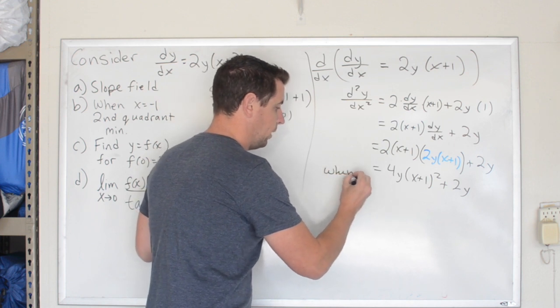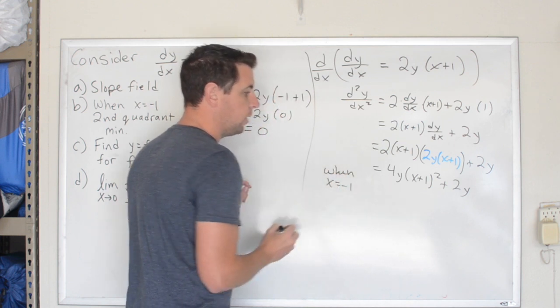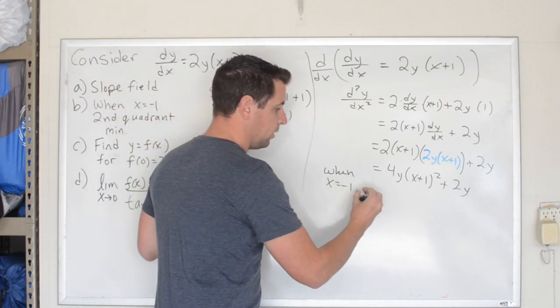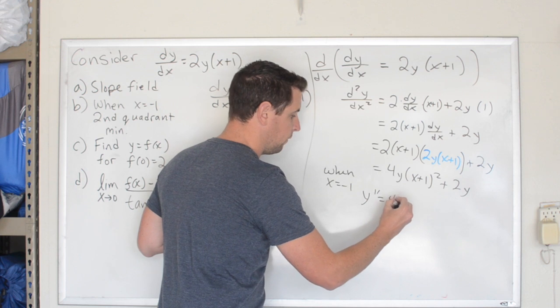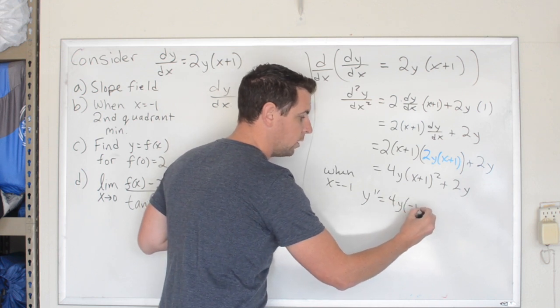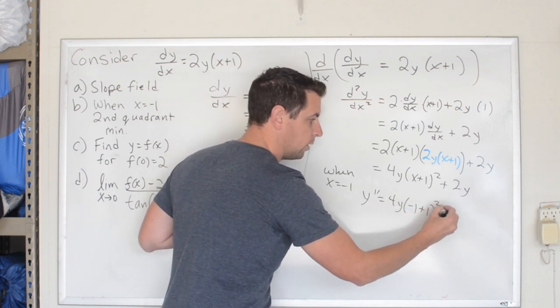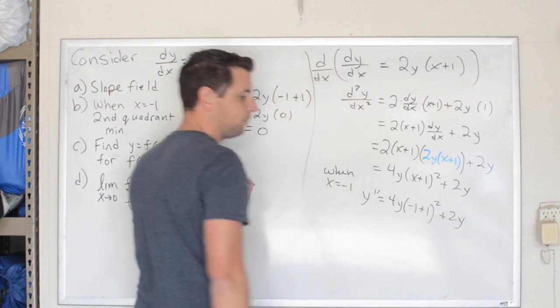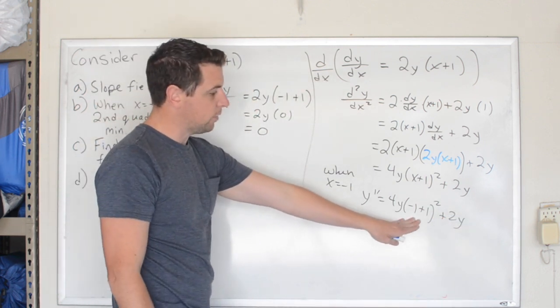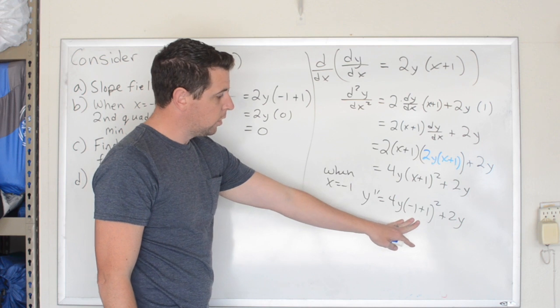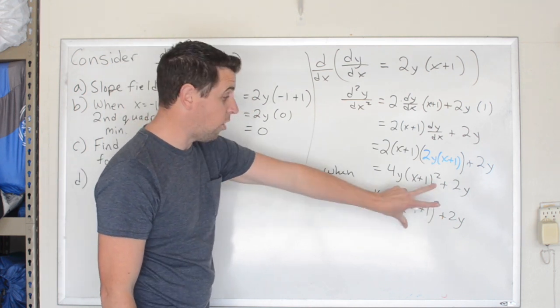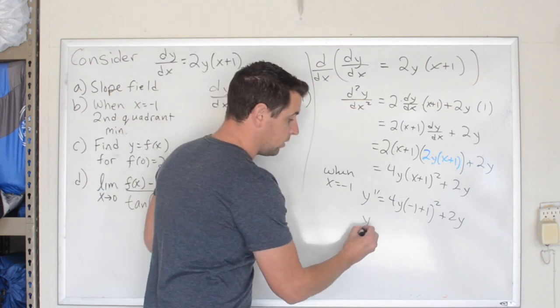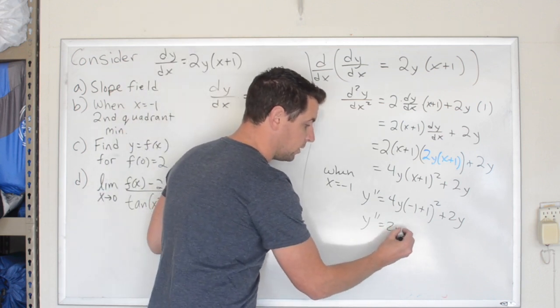So when x is equal to -1, what we're able to get is that the second derivative, y double prime, is equal to 4y times (-1 plus 1) squared plus 2y. -1 plus 1 is 0. 0 squared is 0. 0 times 4y is 0. So all of this term goes to 0, and the second derivative is equal to 2y.